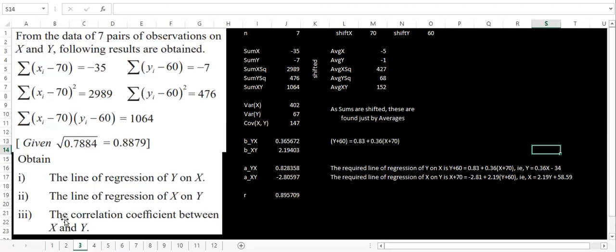And the third question is just the correlation coefficient. It is nothing but the value of r, and we know it is nothing but the geometric mean of these two quantities along with their sign. So since both of them are positive, I've taken a positive, and you can calculate that the geometric mean comes out to be 0.89 something. So yeah, this is the final answer for this question.